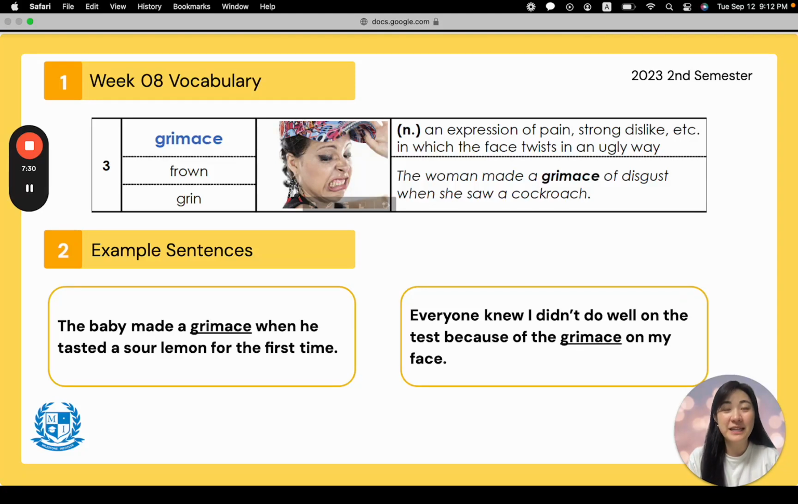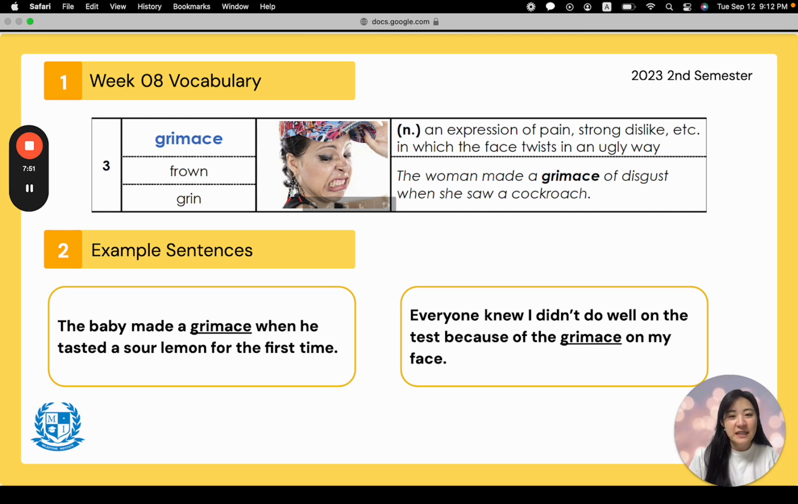Example sentence at the bottom says, the baby made a grimace when he tasted a sour lemon for the first time. Usually, when a newborn baby tastes a sour lemon, they wouldn't be like, mommy, yum, give me more. It's the first time they're trying something sour, so they make a grimace.